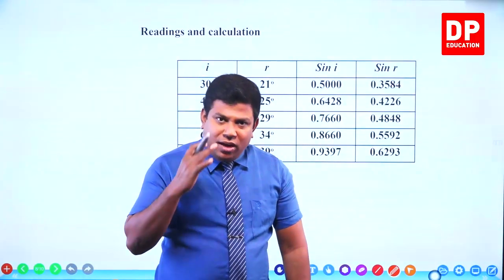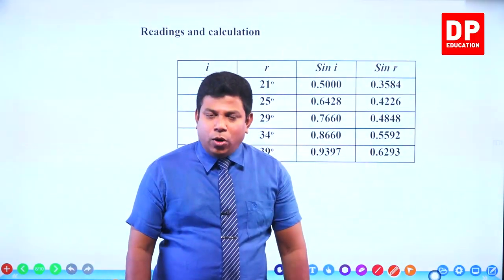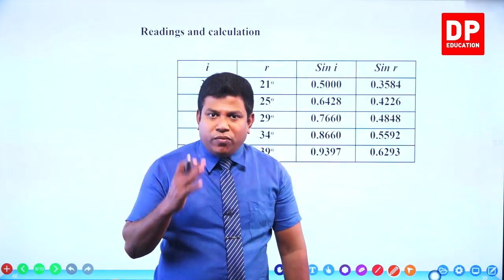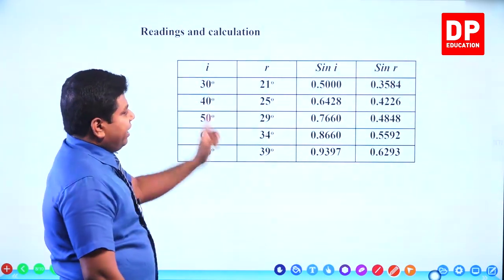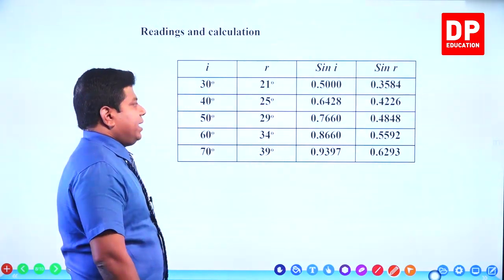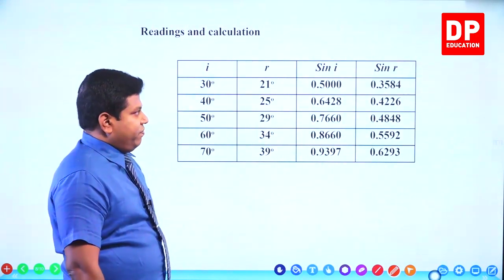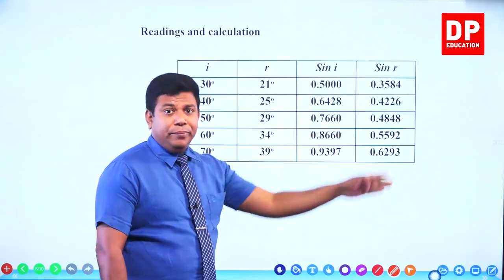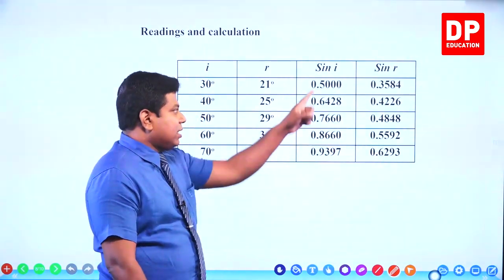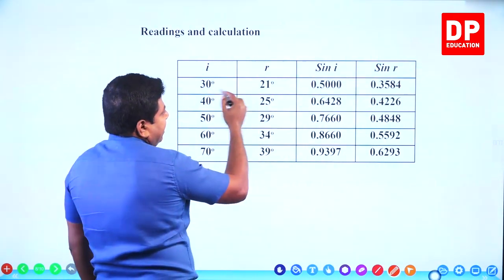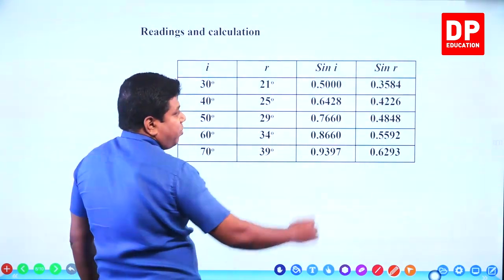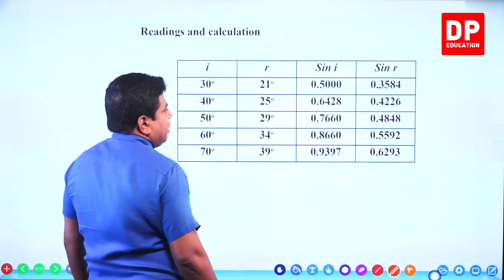So now let's see with the readings we have got how to do the calculations and how to find the constant. So these are the I and R values we have recorded from the practicals. I have used the sine table, and I've got the sine I and sine R values. That means sine 30 degree is half, you know that, 0.5000.